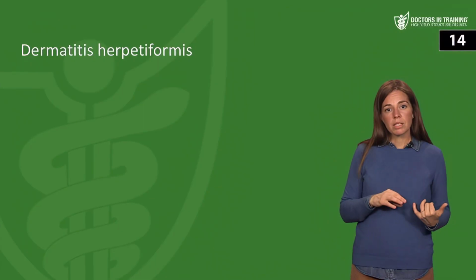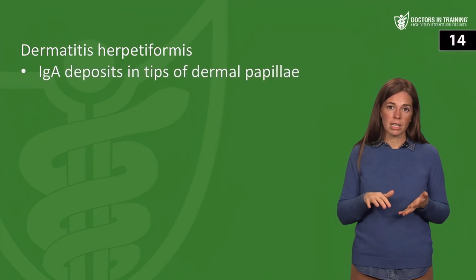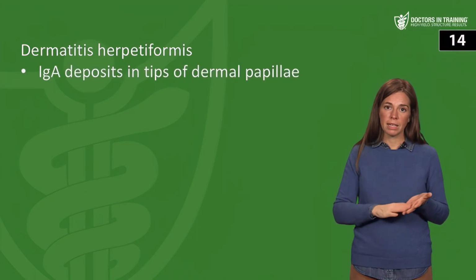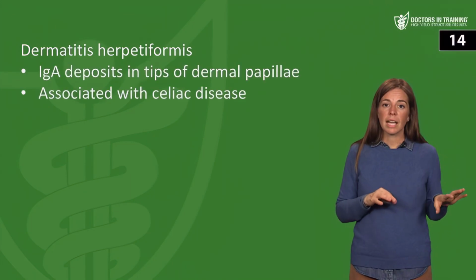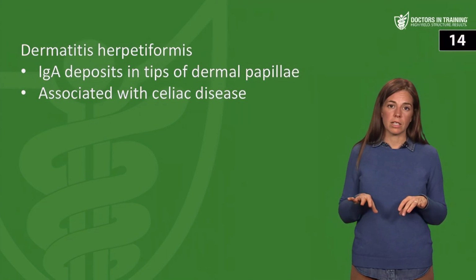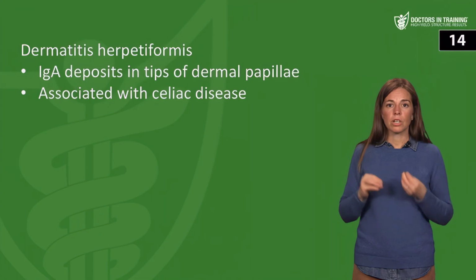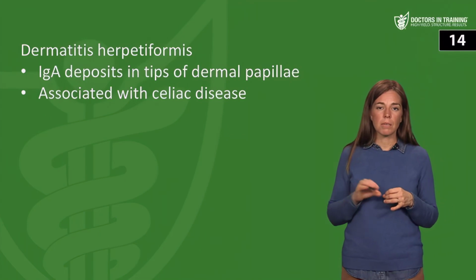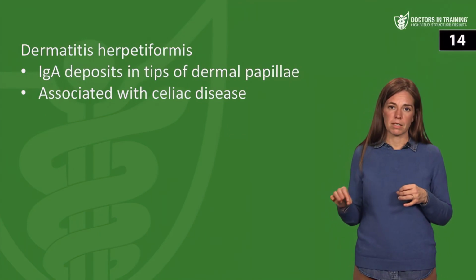Direct immunofluorescence studies will show deposits of IgA in the tips of the dermal papillae, and it's associated with celiac disease, and the symptoms can worsen with the amount of gluten ingested. So a pruritic skin disorder associated with celiac disease, think about dermatitis herpetiformis.